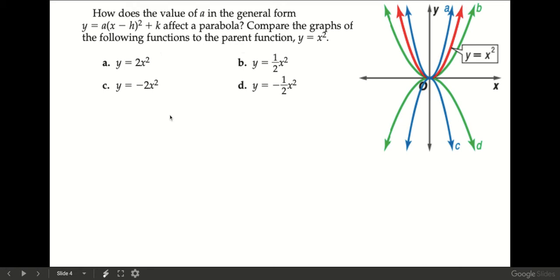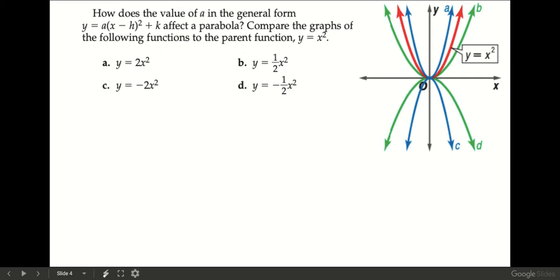And then let's see, C takes the parent function and multiplies it by -2. Well, here's C down here, right? So again, it's narrower than the red one and it's pointed down. It opens down instead of opening up. Y equals -1/2 x squared is this green one. And again, it is wider and opens down.